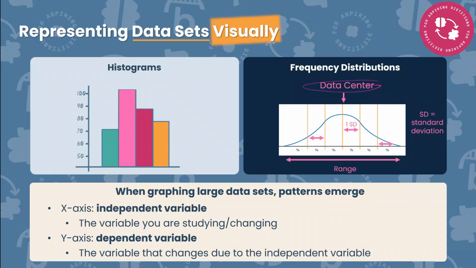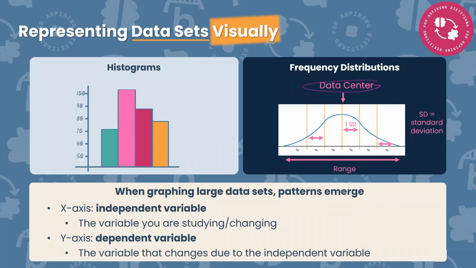On the y-axis, we plot the dependent variable, the one that responds to changes in the independent variable. That might look something like cholesterol level, weight loss, or calcium intake. In both frequency distributions and histograms, on the y-axis, we plot the frequency, or how often our independent variable is happening. Knowing what goes on each axis is critical when interpreting research graphs, and it is necessary to understand relationships between variables.